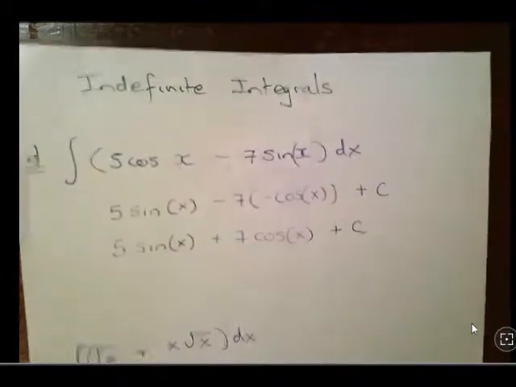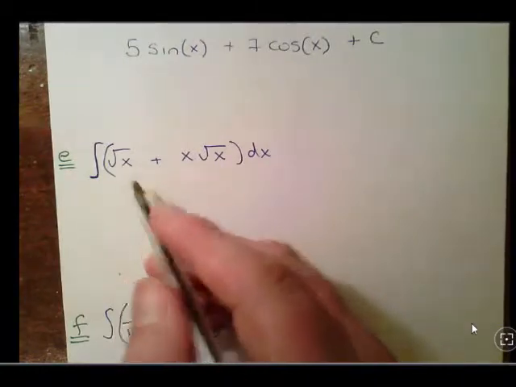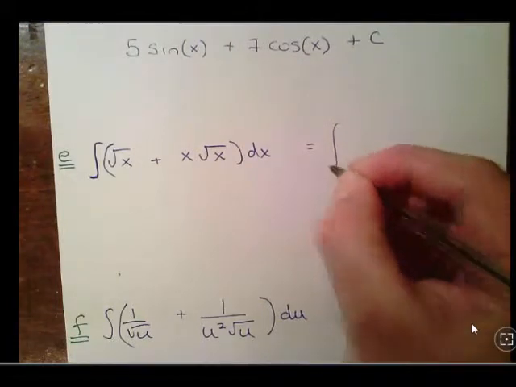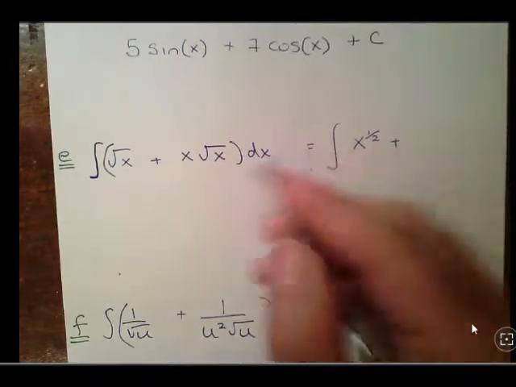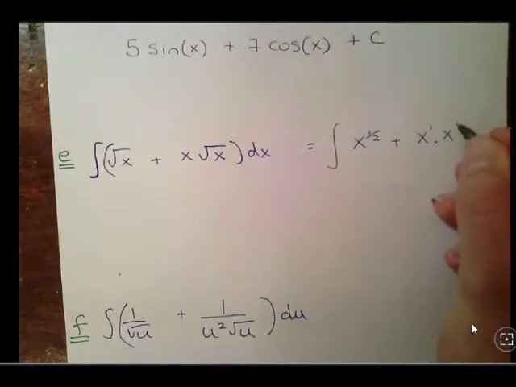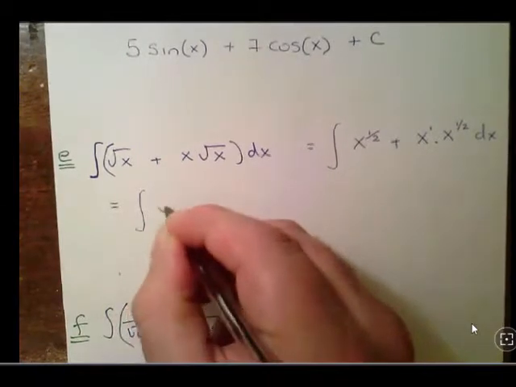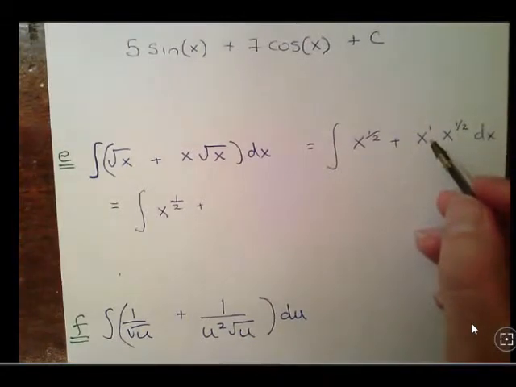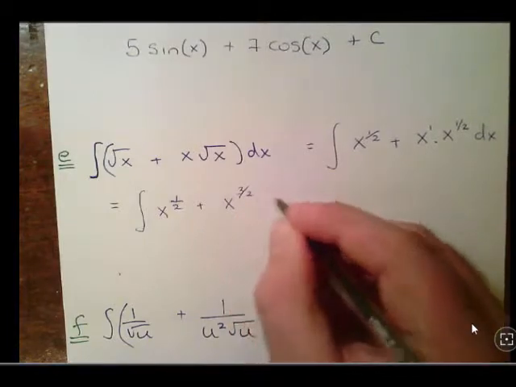And that's grand. Now, this one looks complicated, but it's actually fairly straightforward. Essentially what we're going to do here, I'll write it to one side, is re-express that as square root of x, which is x to the power of 1/2, plus x times x to the power of 1/2, dx. We can rewrite that as x to the power of 1/2 plus, adding the powers here, x to the power of 3/2, dx.